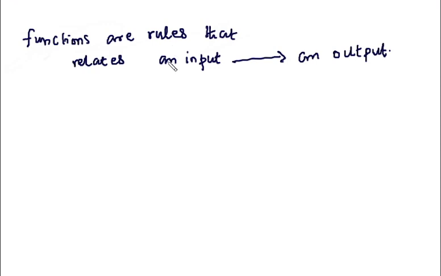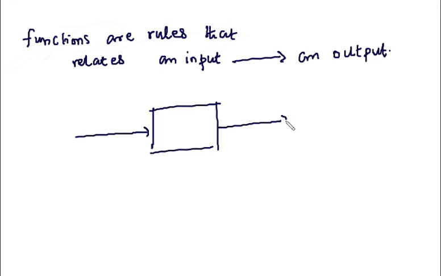In this video, we are going to talk about functions. So, functions are rules that relate an input to an output. So sometimes you may want to look at functions as kind of like a machine. So let's say this is your machine and you have an input here, and for a specific input you would have a specific output. So let's say this is the output and this is the input.